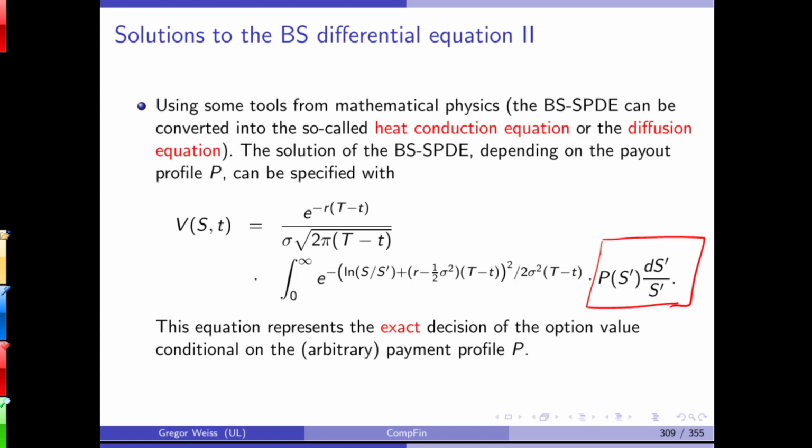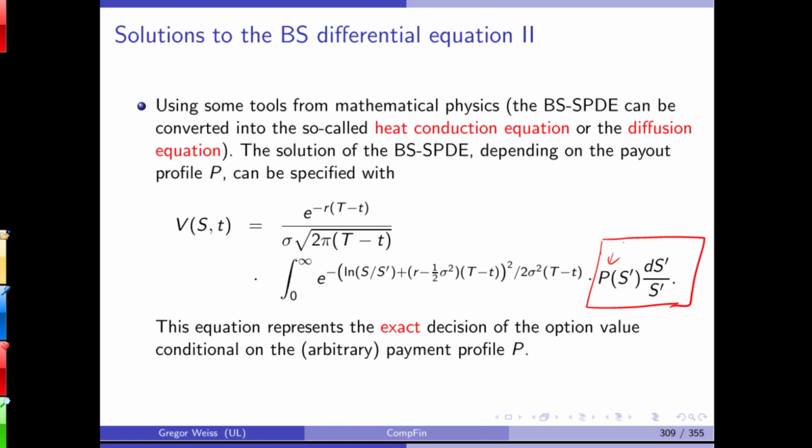P of S dash. Now all the other remaining components of this formula are given and they are independent of the derivative. If you now want to price an option, choose P accordingly. If you want to price a swap or any other type of option, a plain vanilla option or a Bermudan option, the only thing that changes is P, the payout profile. And conditional on the type of derivative, P will change, and thus the question whether this integral can be solved or not will be answered.